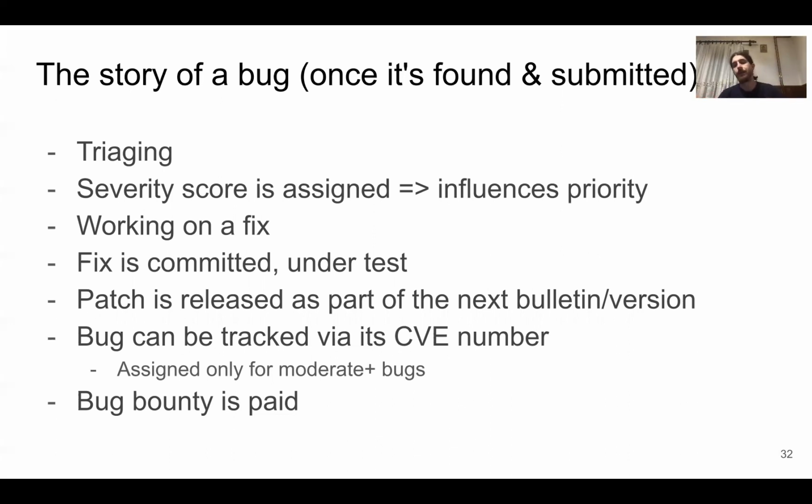Again, this part is about Android. Different systems, different software have different patch release cycles. Then the bug can be tracked via its CVE number. For Android, this is usually assigned only for moderate or more critical bugs. And usually for moderate and more critical bugs, you get some money. I think usually if you have a moderate bug, you get $1,000. Okay, so that's in one slide what happens once you find a bug and submit it.